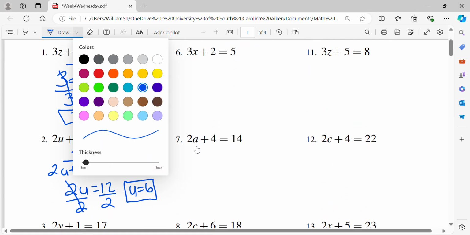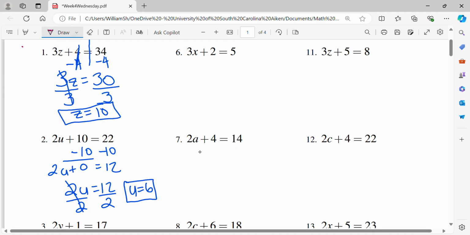So let's start on number 6. 3x plus 2 equals 5. I'm going to subtract 2 over. Cancels that 2 out there. Gives me a 3 here. So I have 3x equals 3. I'm going to divide each side by 3. Those 3's cancel out. I have x equals 3.